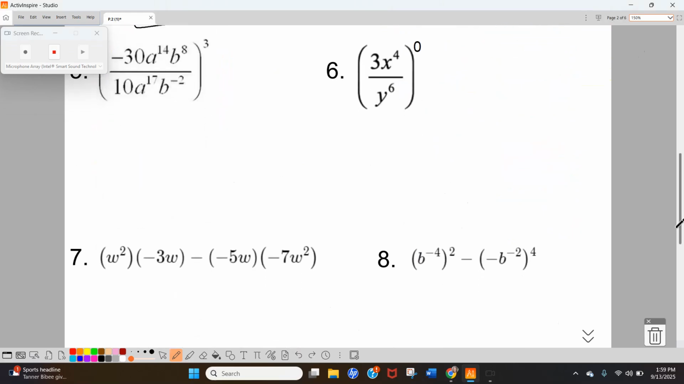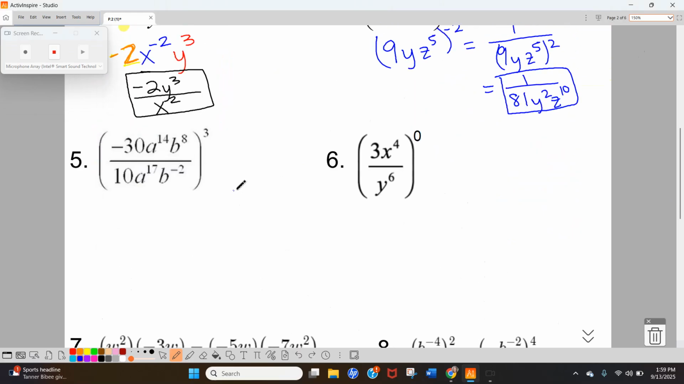All right. So same concept here. I don't want to cube a 30, so we're going to go ahead and simplify on the inside. So -30 divided by 10 is -3. A to the 14 over a to the 17. 14 minus 17 is going to give me a negative, so we're going to move it to the bottom because there's more on the bottom. So we'll have a to the 3 left in the denominator.